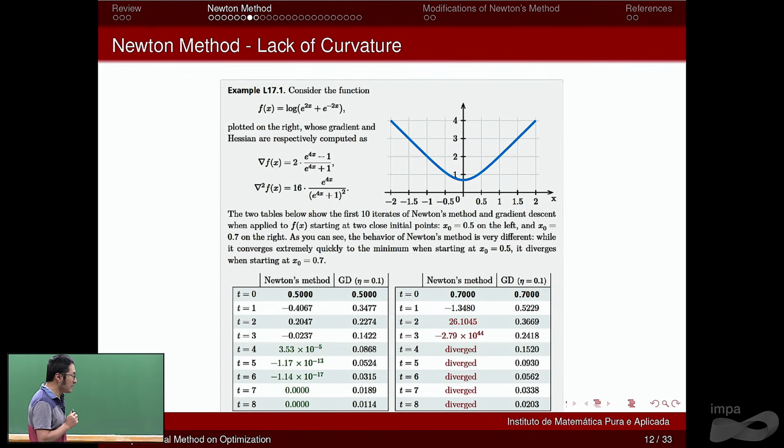It says Newton's method is very sensitive to the initial point. For example, the global minimizer of this function is 0. If you choose 0.5, which is closer to the solution, you get convergence. But if you choose a point a little further, for example 0.7, then you get divergence, which means you chose a point not close enough to your solution. You will diverge. So this is one of the drawbacks of Newton's method.